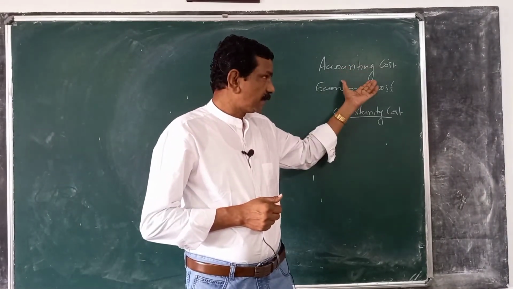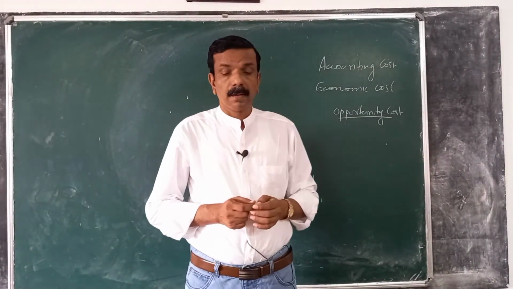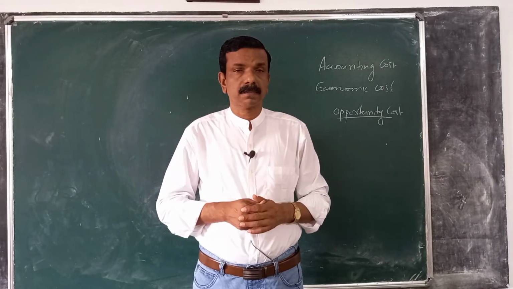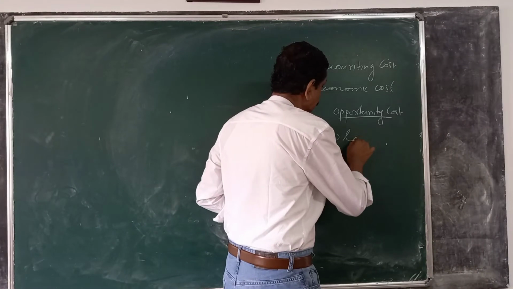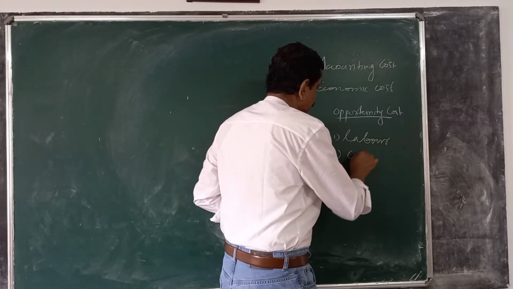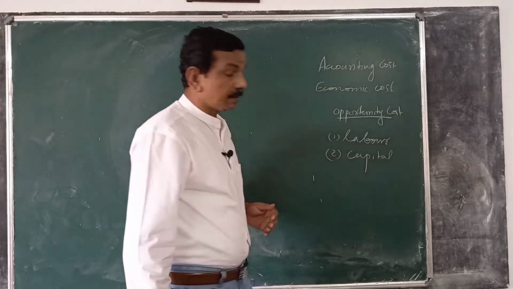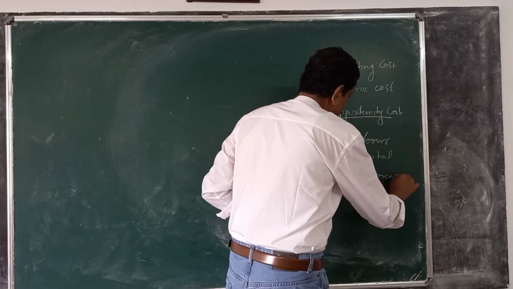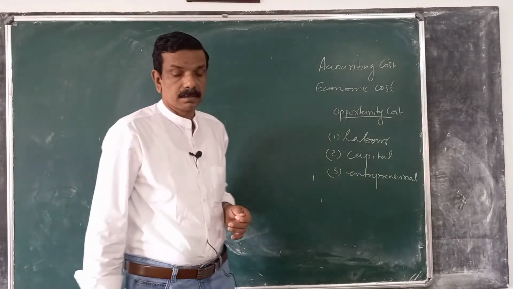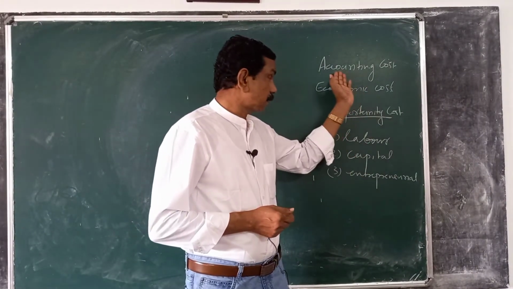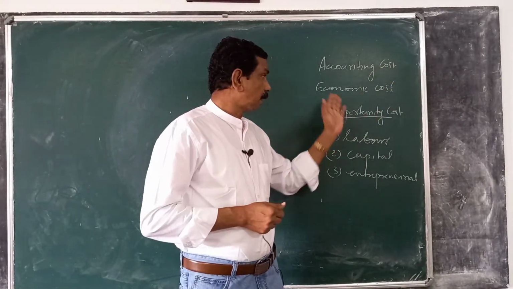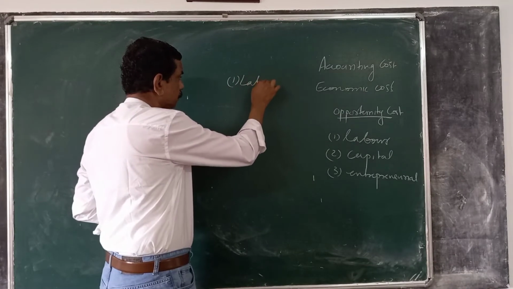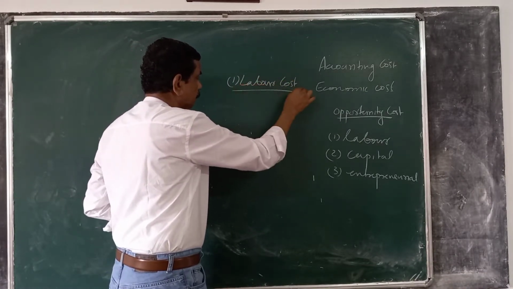Now, one way of distinguishing between accounting cost and economic cost is to consider the cost of various inputs: labor, capital, and entrepreneurial services, from the perspective of an accountant and from the perspective of an economist. Let us first consider the labor cost.